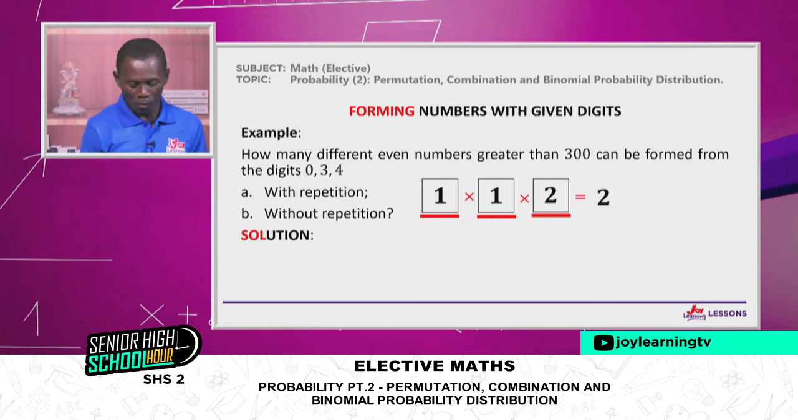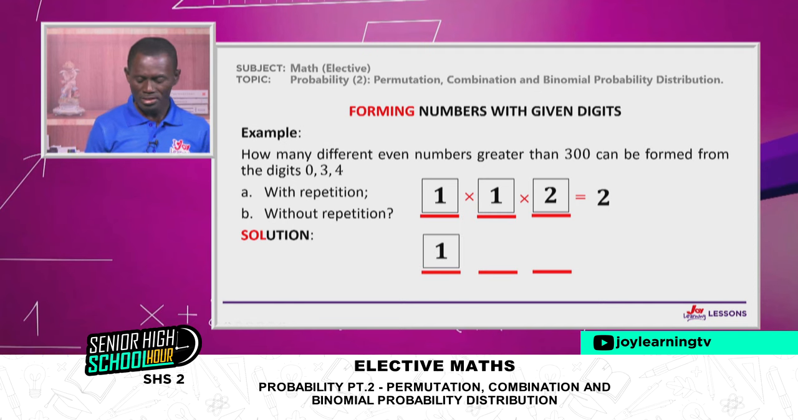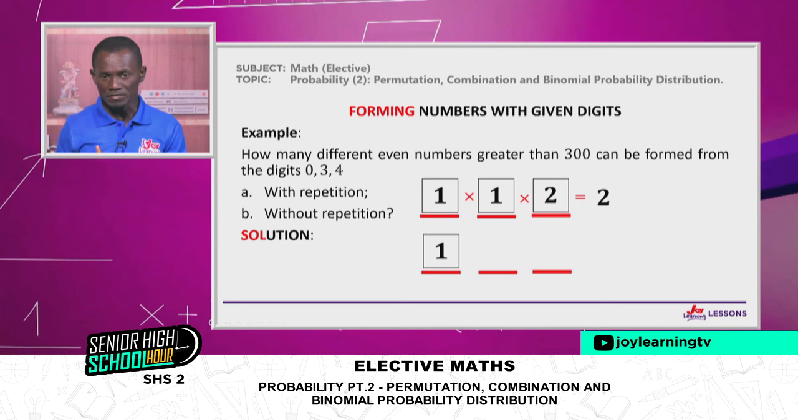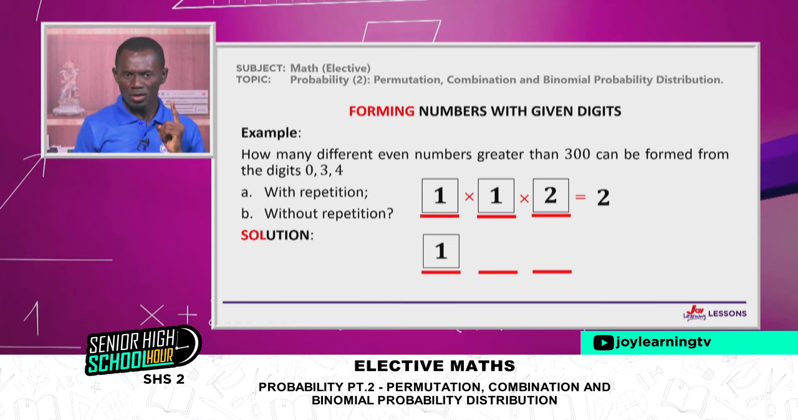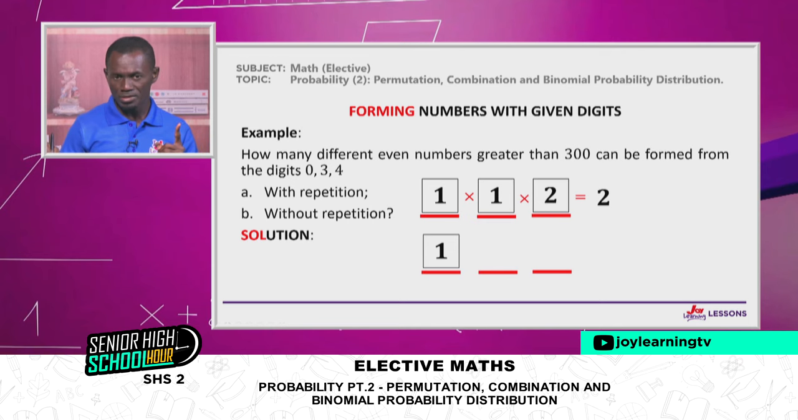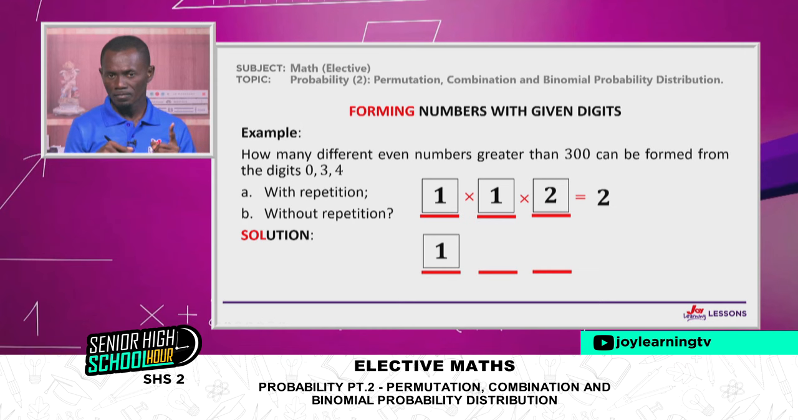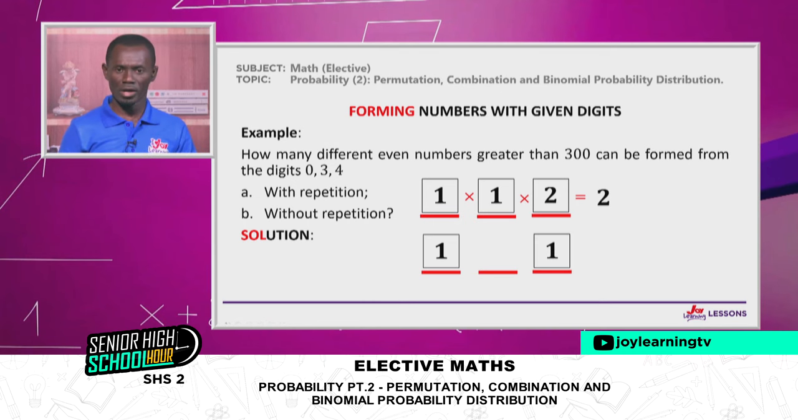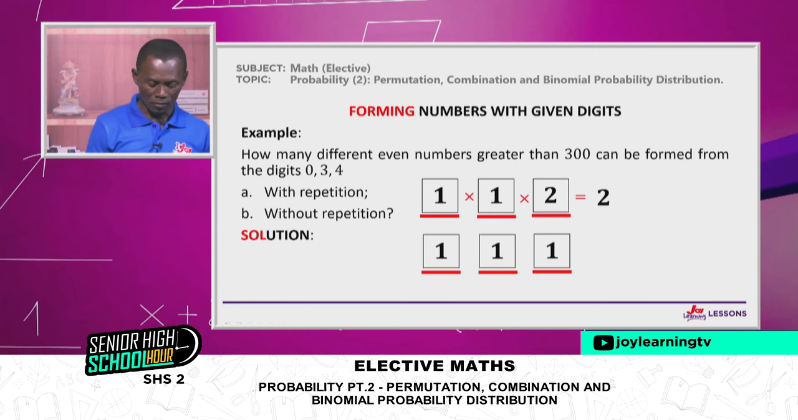What if I tried using 4? If I begin with 4, it means only 4 fills that space. But I need the number to be even, so my last digit is important. If I've used 4, I'm left with only one more digit that can fill that space. 3 cannot fill that space. If I put 3 there, the number becomes odd. So the only other number I can use, since I've already used 4, is 0. Now I've used 2 different numbers. I have 3 digits, so the middle space can be filled with only one more digit. Well, if I multiply all of that, I have 1.